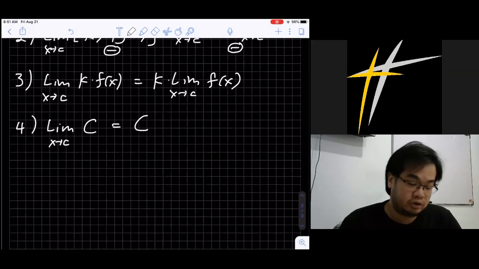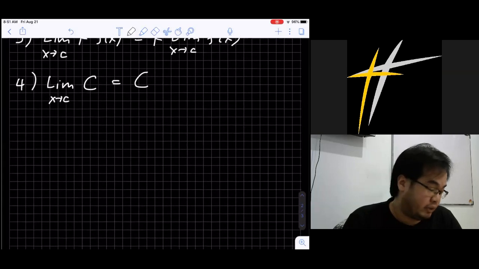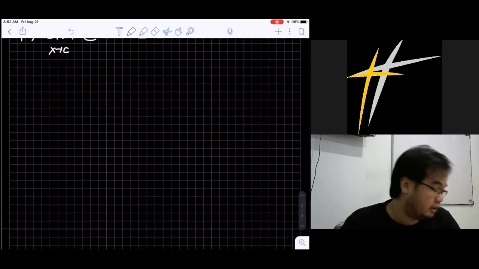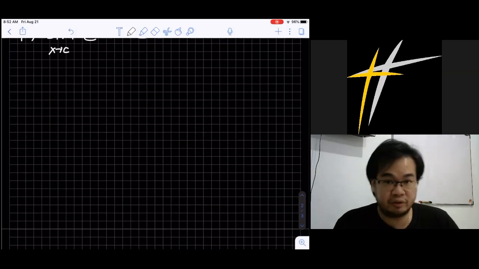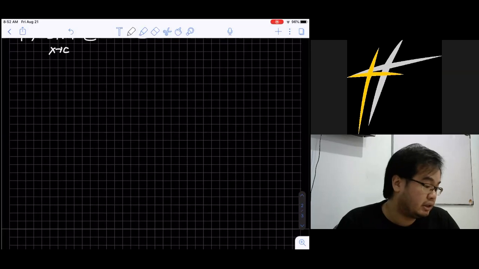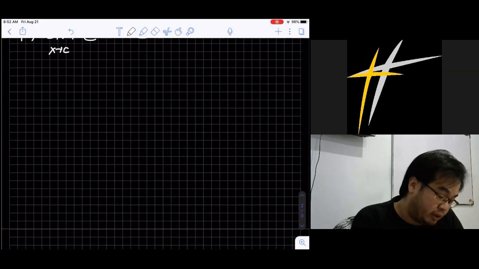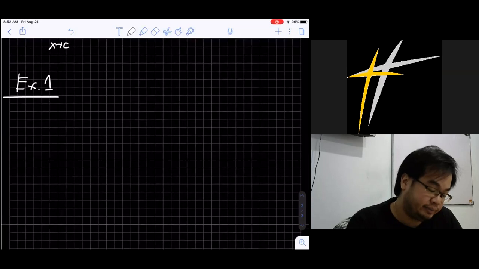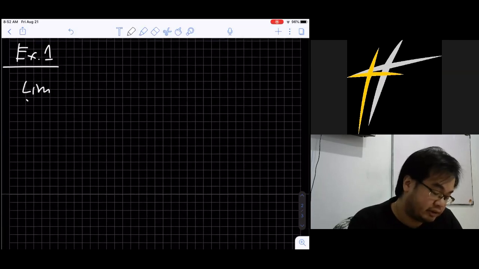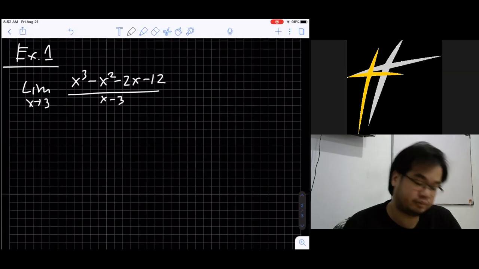Okay, so I want to give one example, and it's relating to a skill that you should have learned in 10th grade already. It's about synthetic substitution. So example 1: we are going to find the value of the limit as x approaches 3 of (x cubed minus x squared minus 2x minus 12) over (x minus 3).